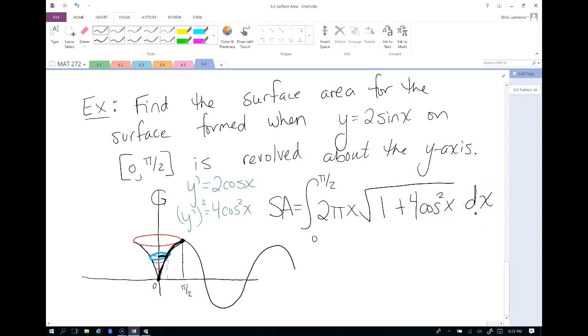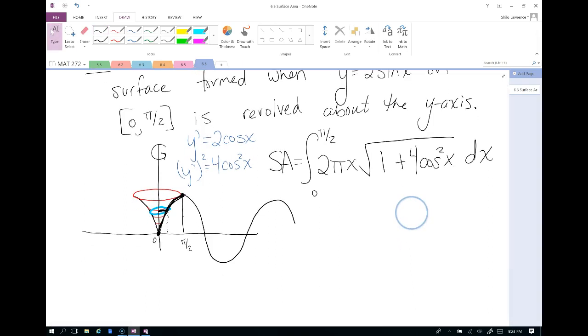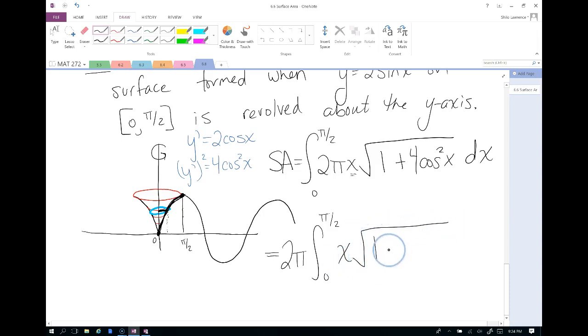This one we definitely can't do by hand yet, because we've got trig and a polynomial algebraic piece. We haven't really talked about mixing those two things yet. We will, though, in chapter 7. So I would probably just leave the 2 pi out, even though we're going to end up multiplying it back in here. It makes it easier to type in the calculator if there's stuff that you can pull out, though.